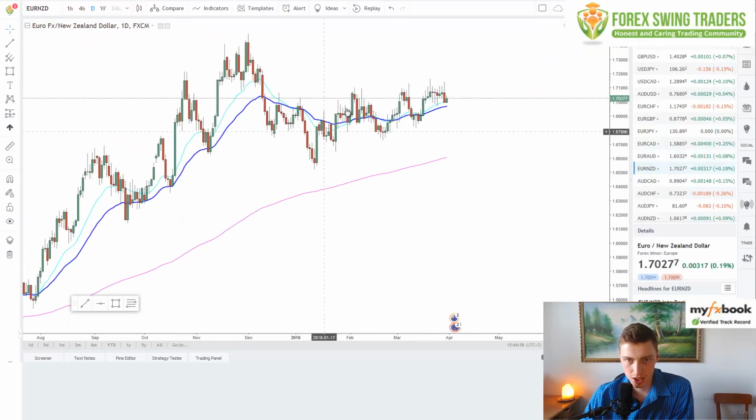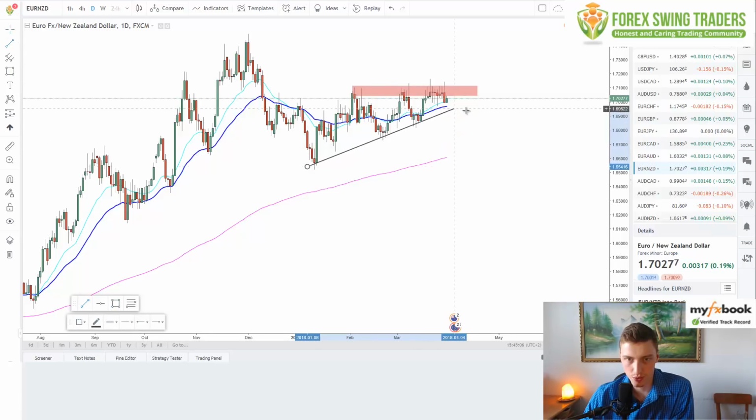Euro New Zealand is actually just consolidating. This is daily time frame. It's just consolidating and making sort of a wedge triangle, however you want to call it. And if you're interested in scalping, I mean, scalp out of this area, support, resistance, or you wait for a break of this trend line or break of this resistance and then evolve into a bullish or bearish movement. Okay, after the break.